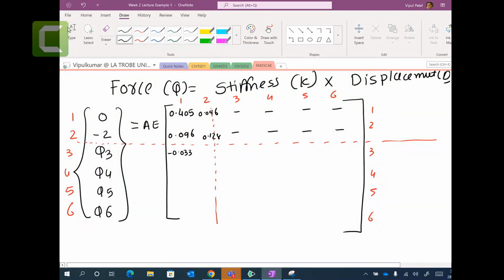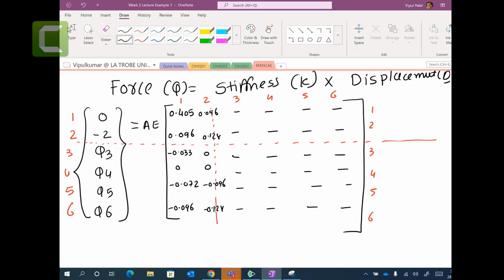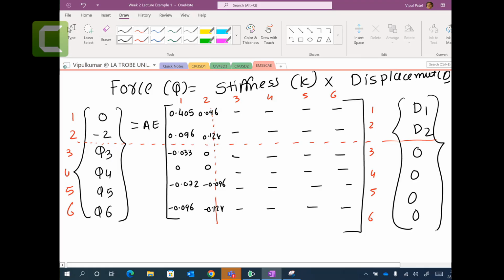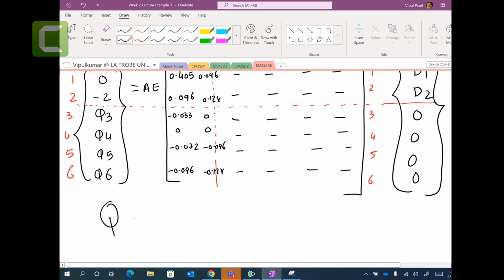And minus 0.033, 0, 0, 0, 4, minus 0.072, minus 0.096, minus 0.096, minus 0.128. We don't need this, we don't write these ones. Okay, I hope you understand this. Where I write all these values, I just write 2 here. And here we put the D matrix, which is D1 and D2, and these values are 0. So unmute yourself if you are not able to do it.